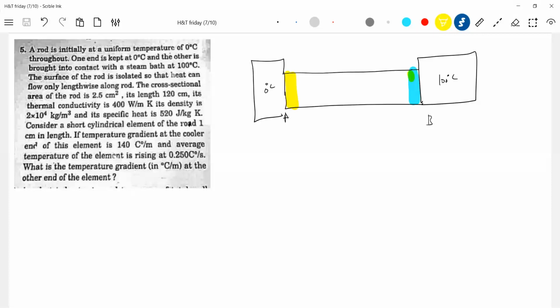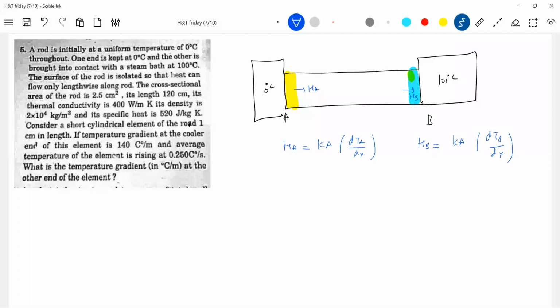So there are two quantities. One is telling the temperature gradient at the polar end. The average temperature of the element is rising at a given rate of change of temperature. And it is asking for the temperature gradient at the polar end and the outer end. Okay, let's do one thing. Let's have HA here and HB here. HA is equal to the temperature gradient, usually written dTA by dx. Then what is HB? dT by dx, the temperature gradient.